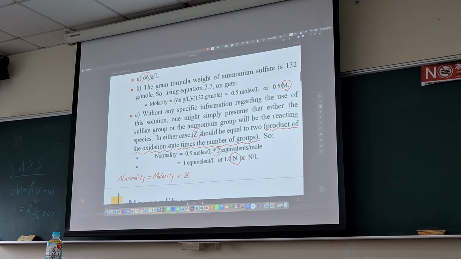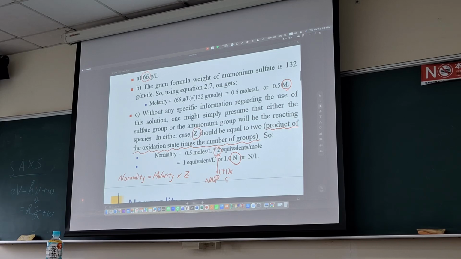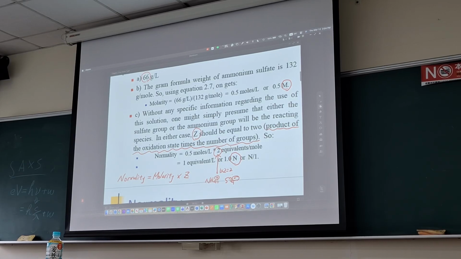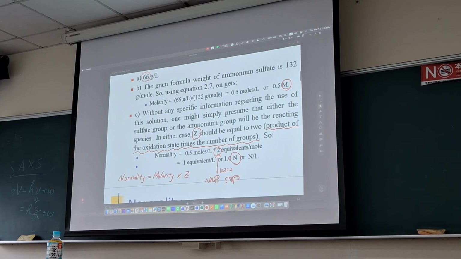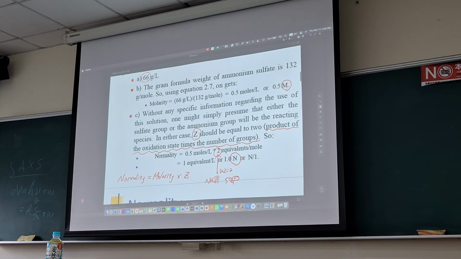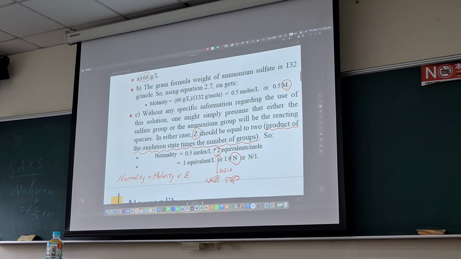The reason we have 2 is that ammonium is positive 1, right? Times sulfate, minus 2, so 1 times 2. The 1 comes from the charge of the ammonium group, and the 2 comes from the charge of sulfate, but you can ignore the negative sign. So 1 times 2 is 2. As I just told you, the product here is not the reactant product. The product here means times, the product of the oxidation state times the number of groups.